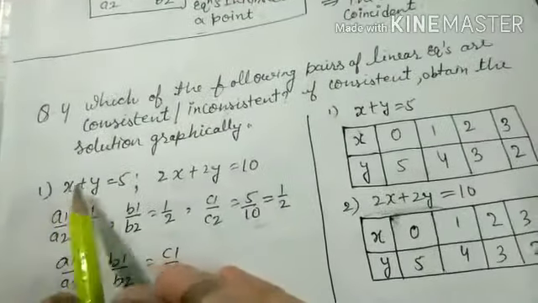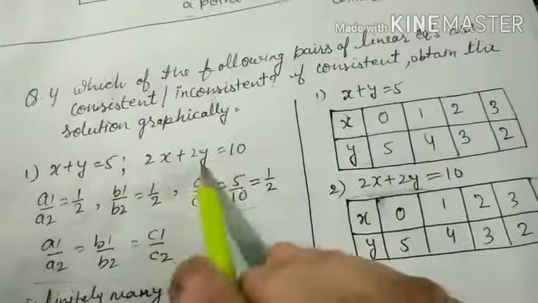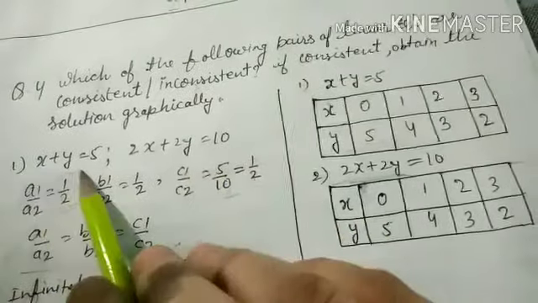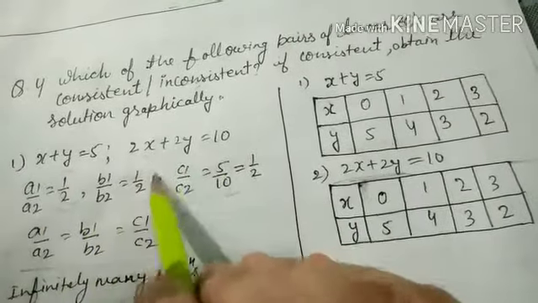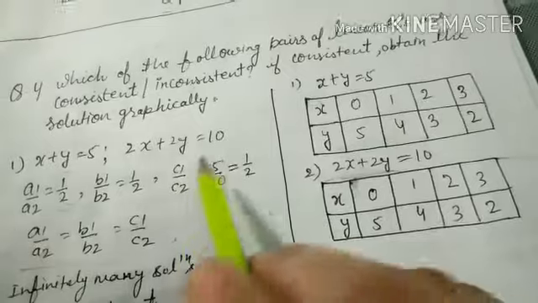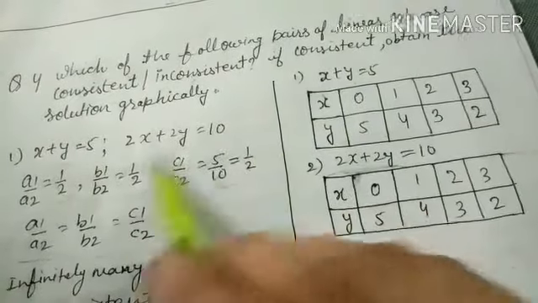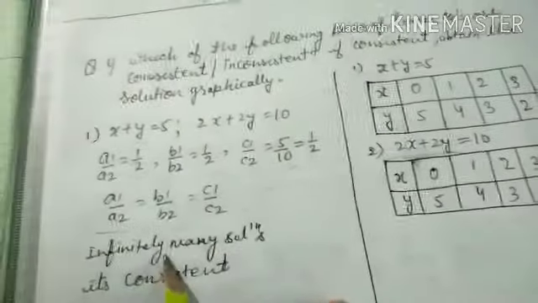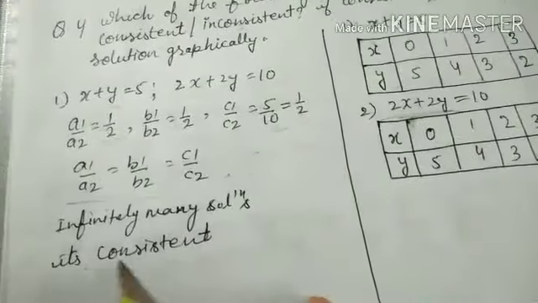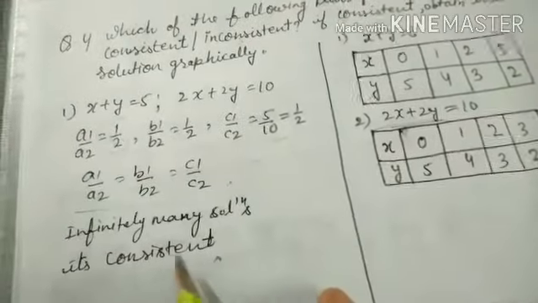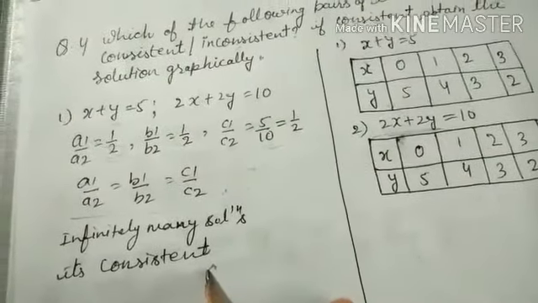So x plus y is equal to 5, and 2x plus 2y is equal to 10. a1/a2 is 1 upon 2, b1/b2 again 1 upon 2, c1/c2 is 5 upon 10, and by cutting 5, again 1 upon 2. So the ratio is equal in all cases, so we have infinitely many solutions. So it's consistent.